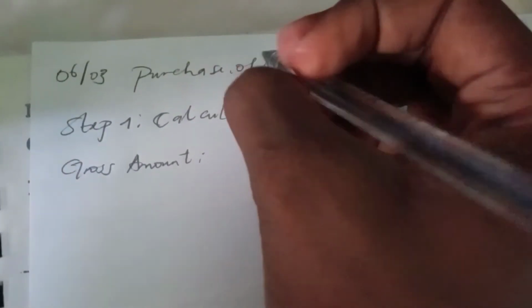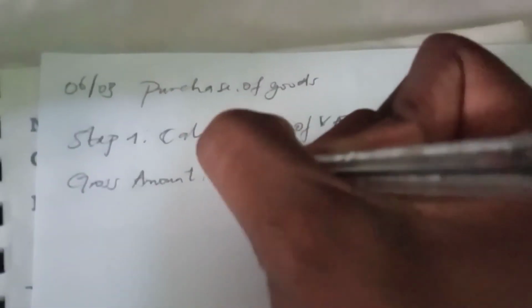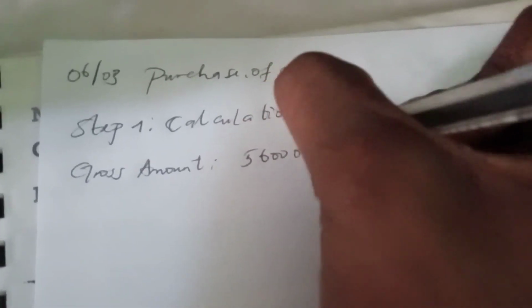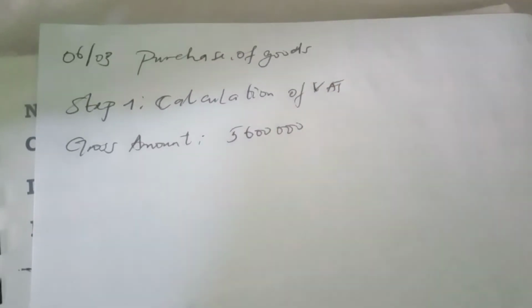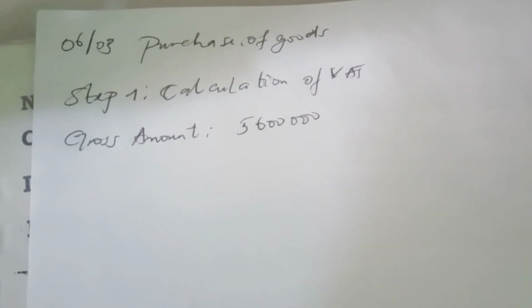The first thing that we're going to do is put the gross amount. What was the gross amount that was given in the question? It was 5,600,000. The next one was VAT. But here it was a little bit different because the VAT was already given as an amount, which was 312,000. So we're going to put a line here.